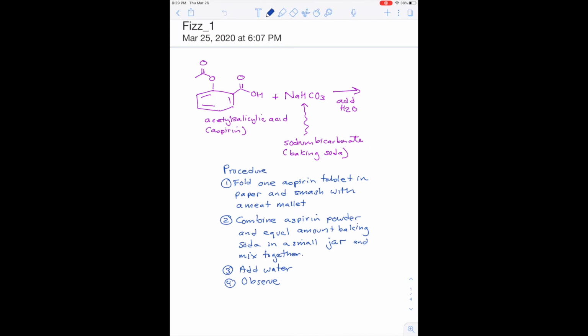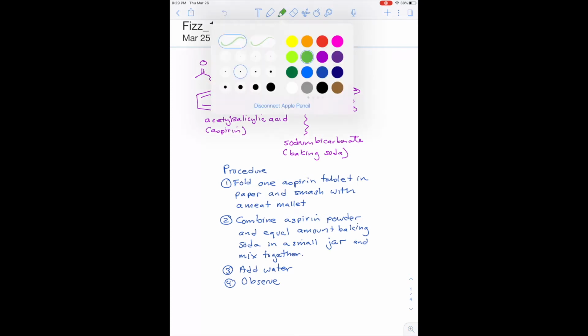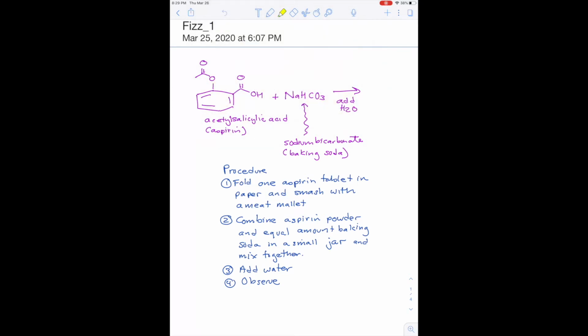What happens when you mix aspirin and baking soda? So as a chemist, aspirin is acetylsalicylic acid, and baking soda is sodium bicarbonate.